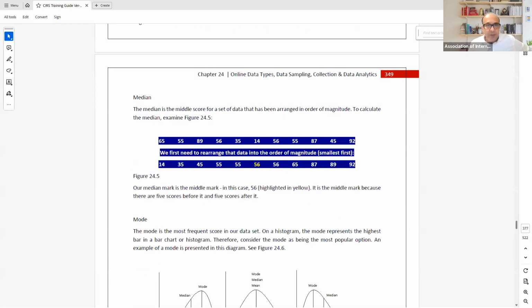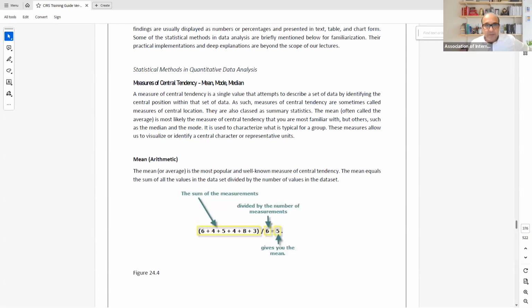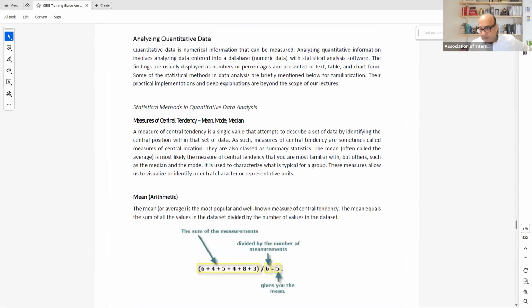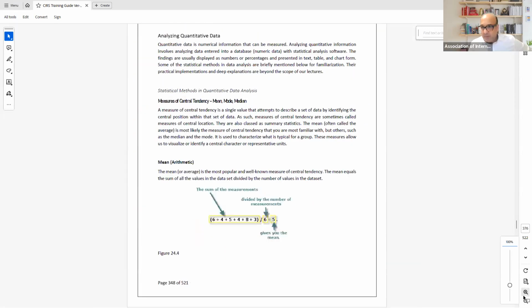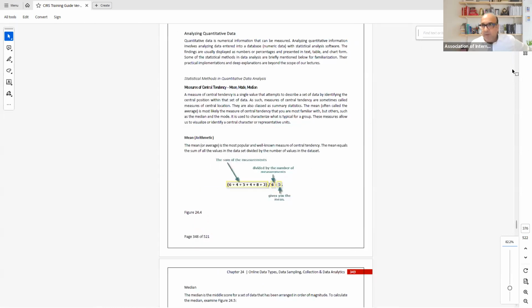There it is. I'm sorry, it becomes a little bit jumpy. Let me see if I can make the whole page come up.